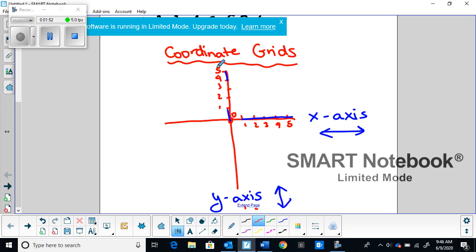When I look at the y-axis and go up, the numbers are positive, just like a thermometer. But when I go down on my thermometer, the numbers become -1, -2, -3, -4, and -5. The same thing goes for our x-axis. I have my positive numbers on this side and my negative numbers on this side. So what we're combining is a horizontal line graph and a vertical line graph, and we're putting them together into one big coordinate grid.